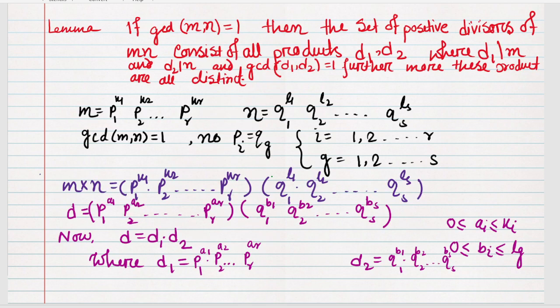So we have a lemma. In our lemma, it says that GCD of m and n equals 1. Wherever we have GCD of m and n equal to 1, it says that both m and n are co-prime to each other, or relatively prime.